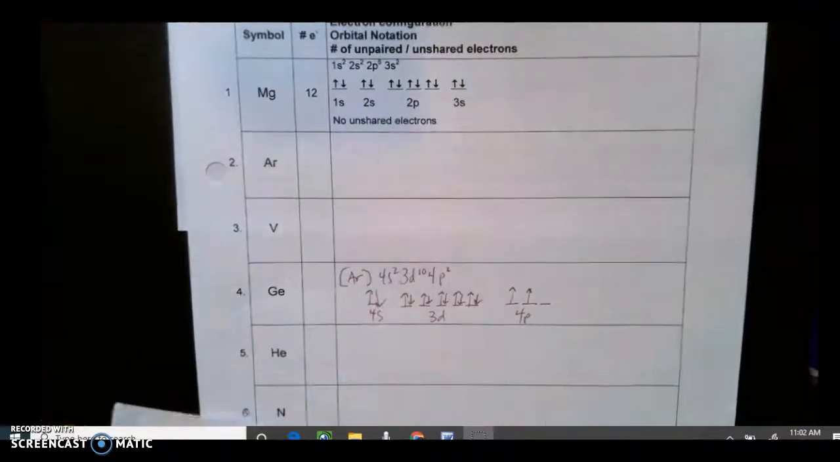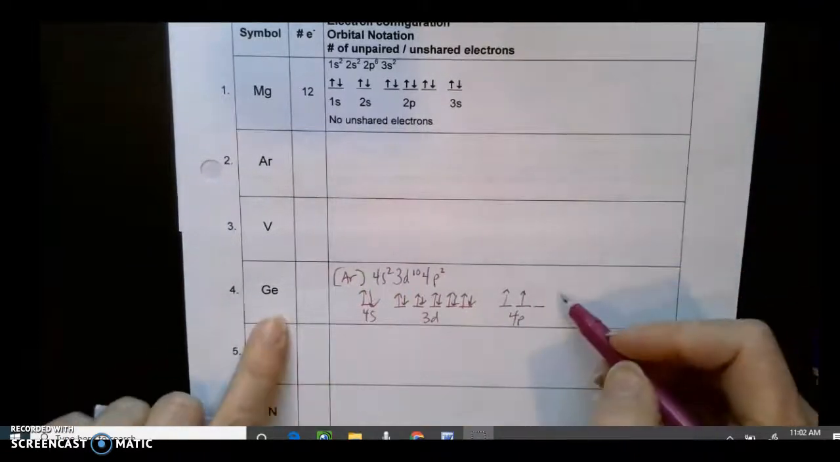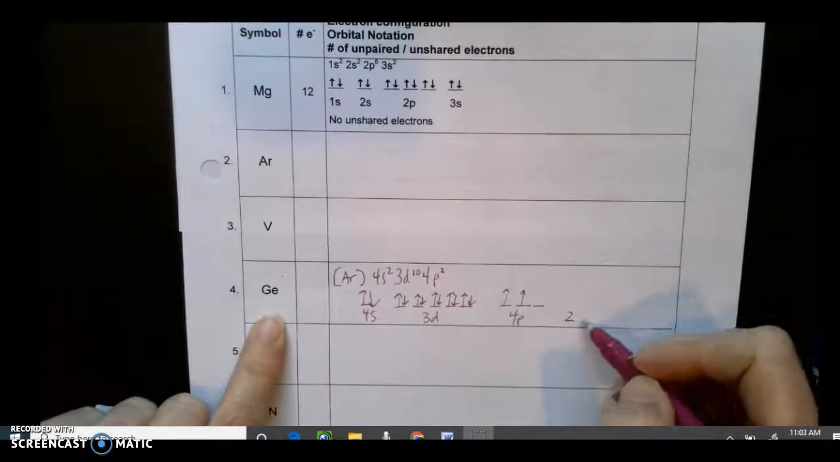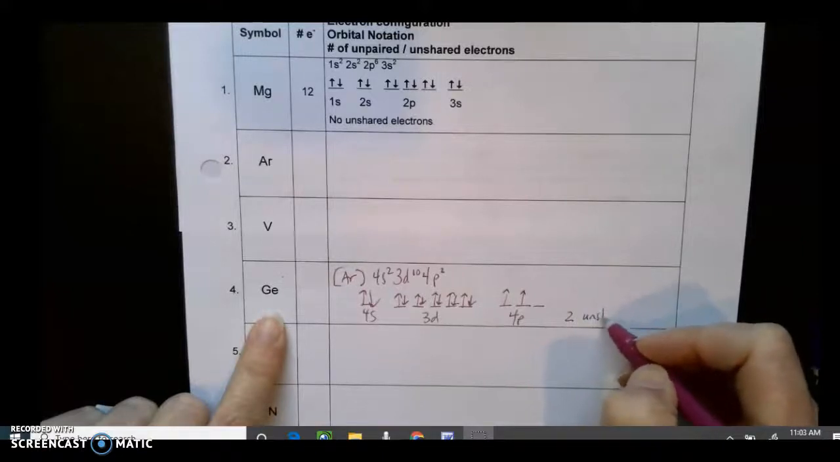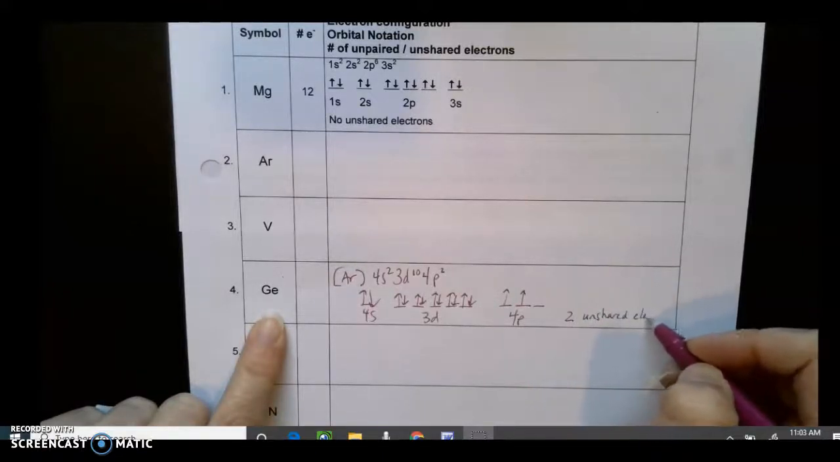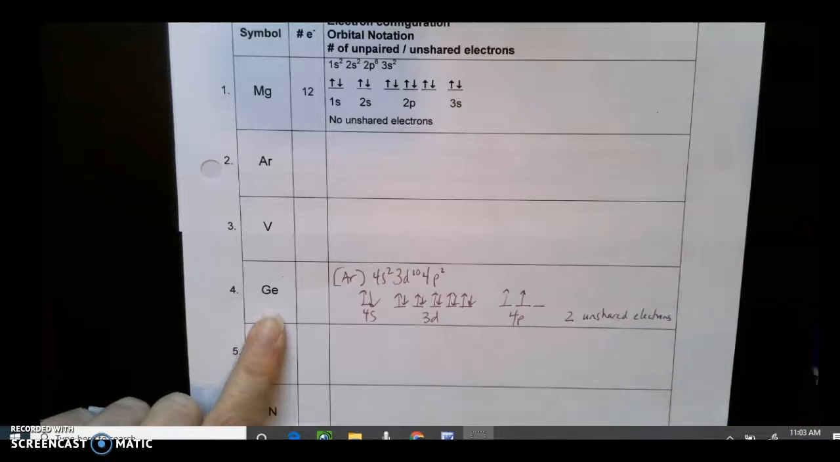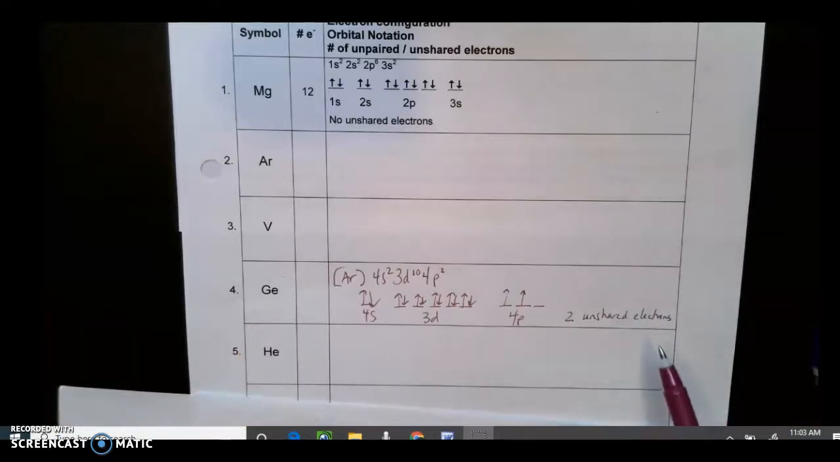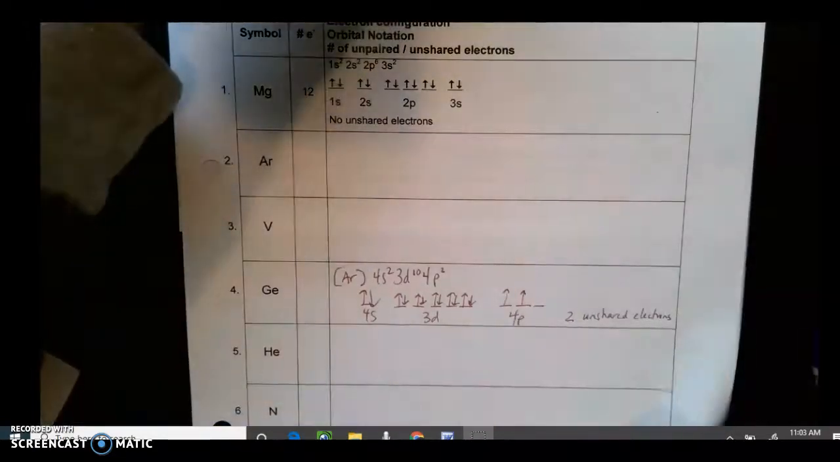You'll see in magnesium, everything is paired up, so there's no unpaired. But for germanium, we would have 2 unshared electrons. So again, we are heading toward the bonding unit, so this is all going to be important as we move forward into that bonding unit. Okay, so that's an example for that side of the worksheet.